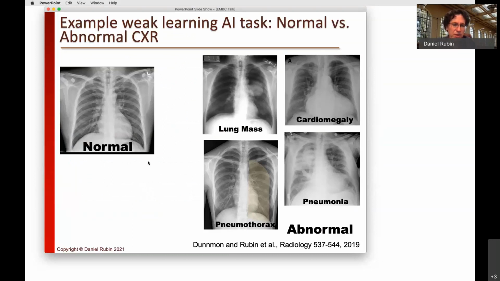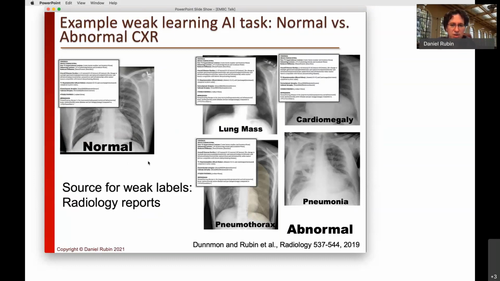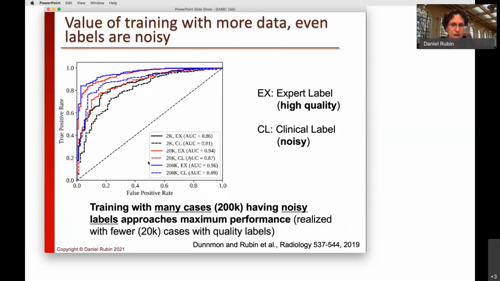We did some work with a large chest X-ray data set, and we wanted to leverage unannotated cases to do a classification of normal or abnormal. There's many different kinds of abnormalities. Here's a few of them shown here: lung mass, cardiomegaly, pneumonia, and pneumothorax. And every case in routine radiology practice has a narrative text report. And so what we did is we had different amounts of expert labeled or high quality labels, EX. Those are shown as the solid lines.